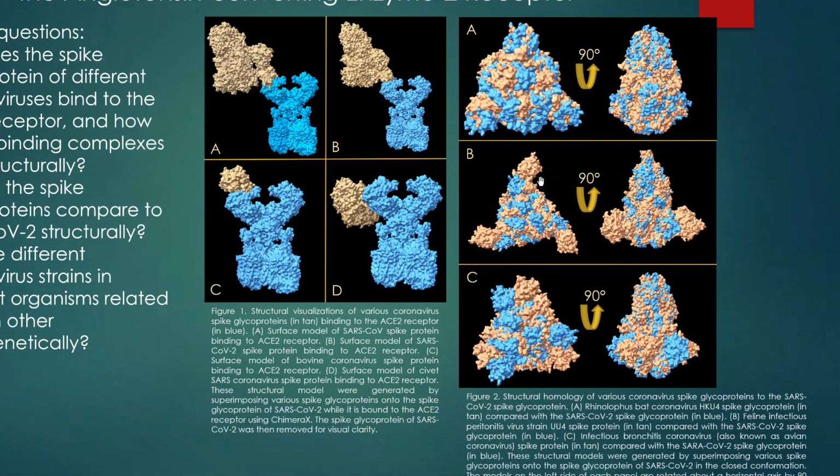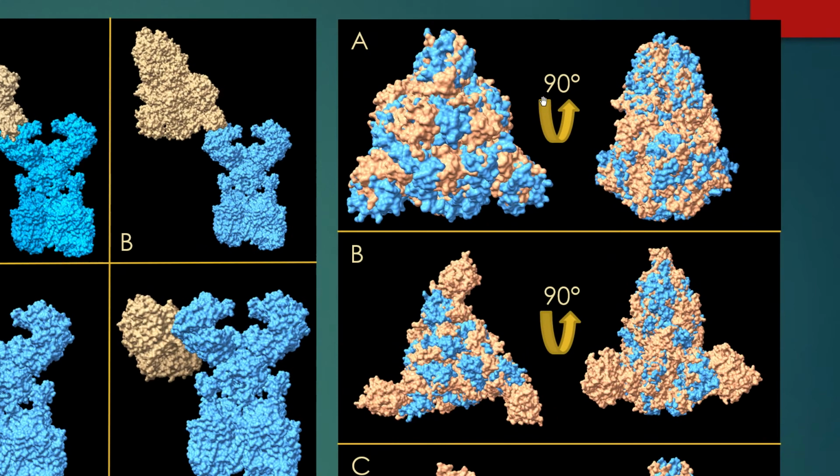This panel A shows in tan the spike glycoprotein from bats, the Rhinolophus bat, HKU4 strain. In tan, that is the spike glycoprotein from bats, and I superimposed it onto the SARS-CoV-2 spike glycoprotein. So you can see they're actually highly similar. You can tell that it has this triad-looking structure on the base. This is the part that makes contact with the ACE2 receptor binding domain.